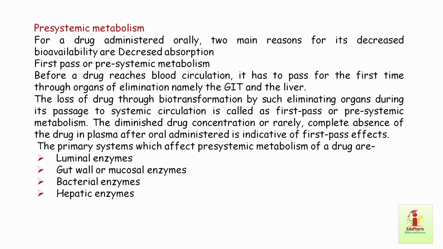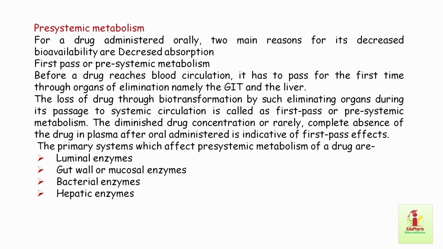And finally, pre-systemic metabolism, which also affects the absorption of drugs. For a drug administered orally, two main reasons for its decreased bioavailability are decreased absorption, and first pass or pre-systemic metabolism. Before a drug reaches blood circulation, it has to pass for the first time through organs of elimination, namely the gastrointestinal tract and the liver.